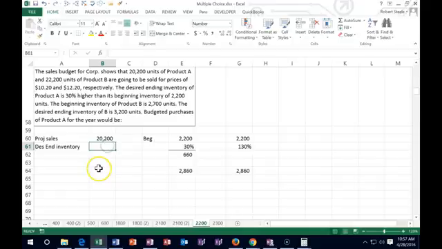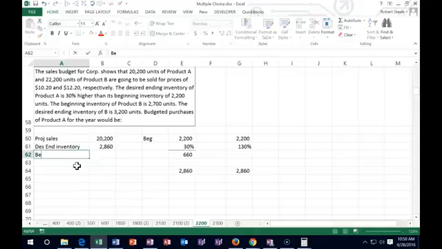So if we were starting at a point of 0, we don't have any inventory, we would need to produce the projected sales in units, 20,200. And we would have to produce enough to have our desired ending inventory, which in this case happens to be the beginning inventory. I'm just going to recalculate it here. 2,200 times 1.3, 130%. Enter. So there's that. Okay, and then that's what we would have if we didn't have something in there already, but we already have a beginning balance.